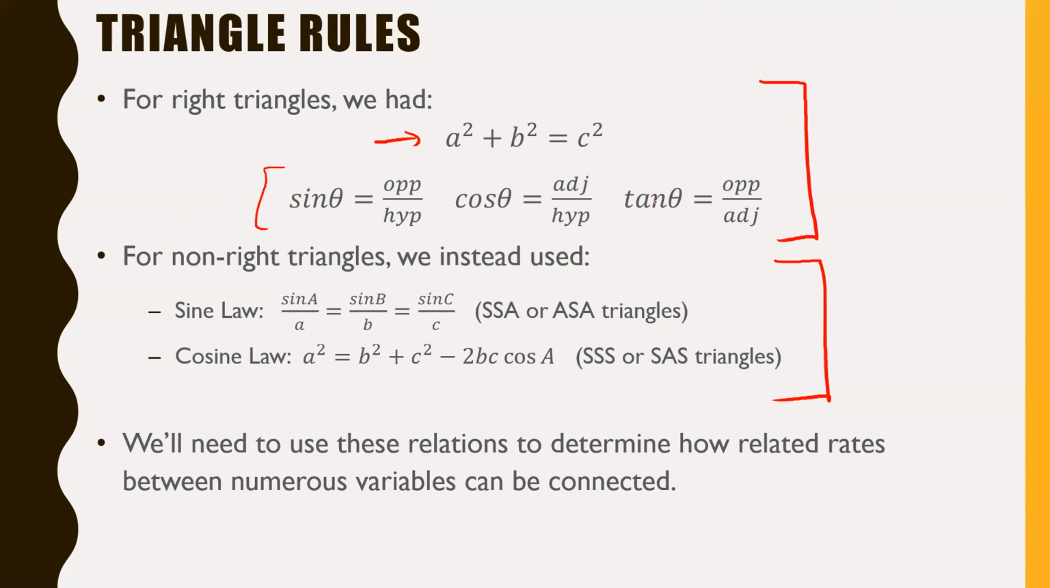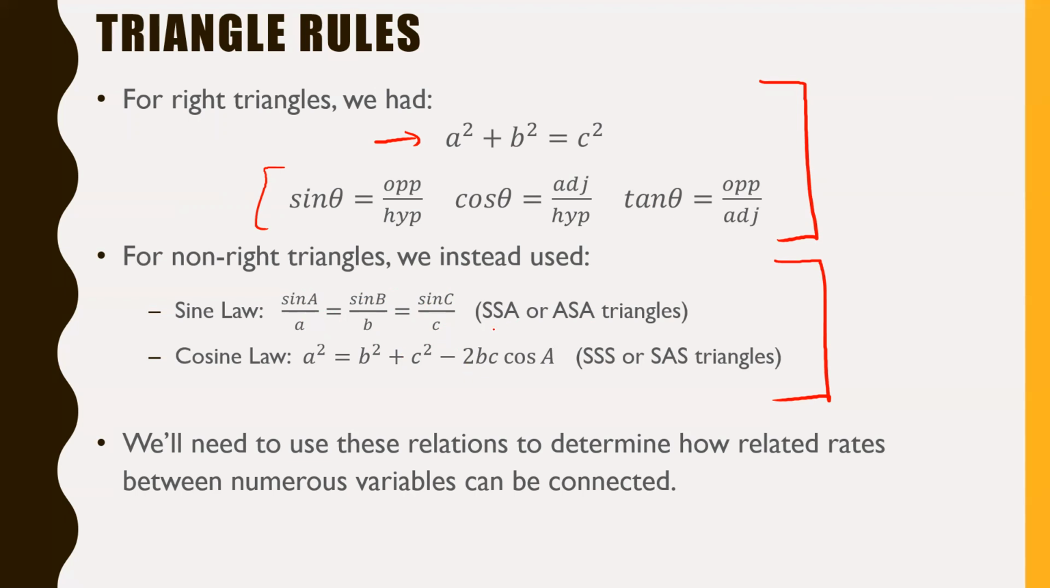For non-right triangles, we had a couple of somewhat more complicated formulas to use here. We had sine law, which said that sine of an angle divided by the side across from that angle, hence the uppercase and lowercase letters, equals sine of another angle divided by the side length across from that angle, which equals sine of another angle divided by the side length across from it. In other words, all of these relationships within a triangle are always the same. Sine of an angle divided by the side length across from it is the same as sine of any other angle divided by its side length across from it.